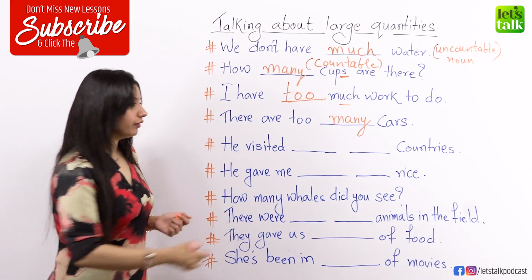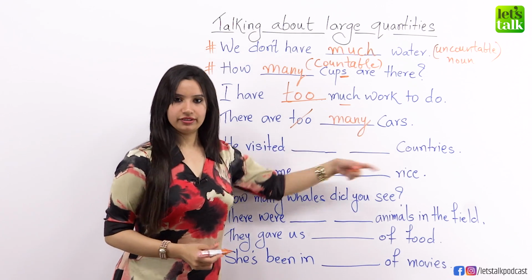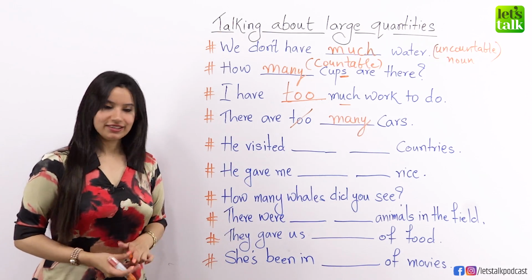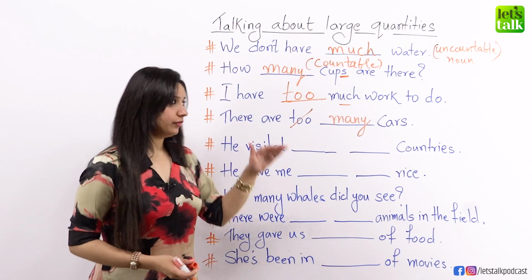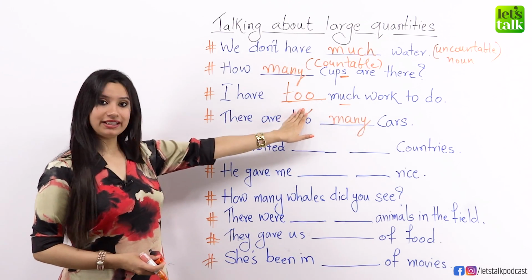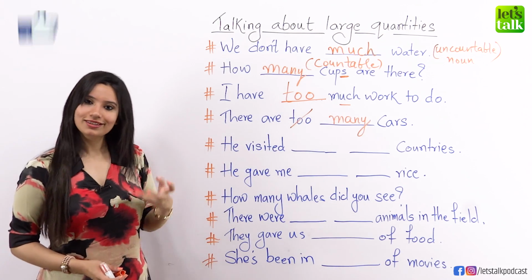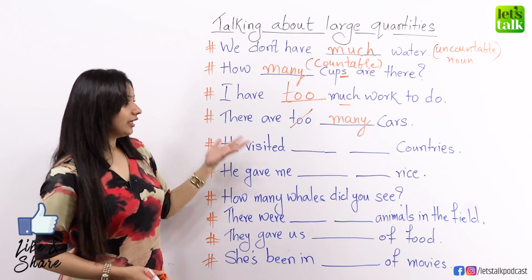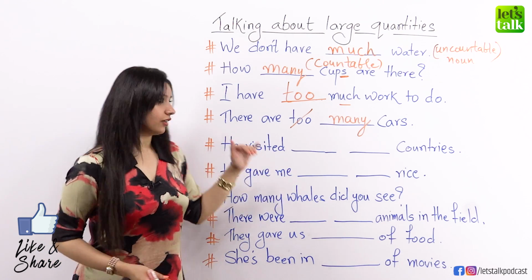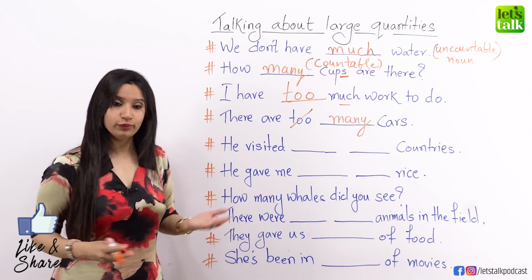What if we remove the too? There are many cars. Is that correct? Yes. This is a more common form than saying I have much work to do. With much, you should definitely add a too, but if you do not add a too with many, it's all right. It's still a natural form. So you could say he visited many countries, or there are too many cars, or there are many cars. Both will be correct.